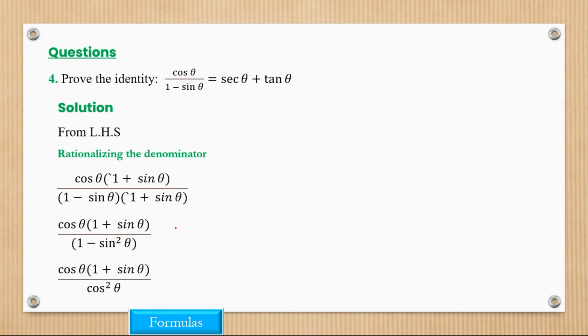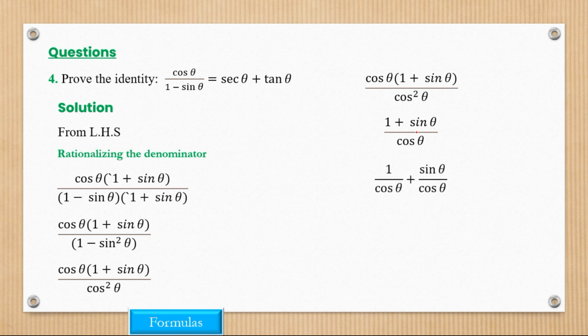It actually makes sense. As you can see, this and this will reduce, and then we'll have cos theta at the bottom. They will cancel, and then we'll have that value right there. Then you can split this into different fractions, with the cos theta going here and there. Remember, 1 over cos theta is the same as sec theta, and sine theta over cos theta is the same as tan theta. Thus we have proved what we have on the right hand side.